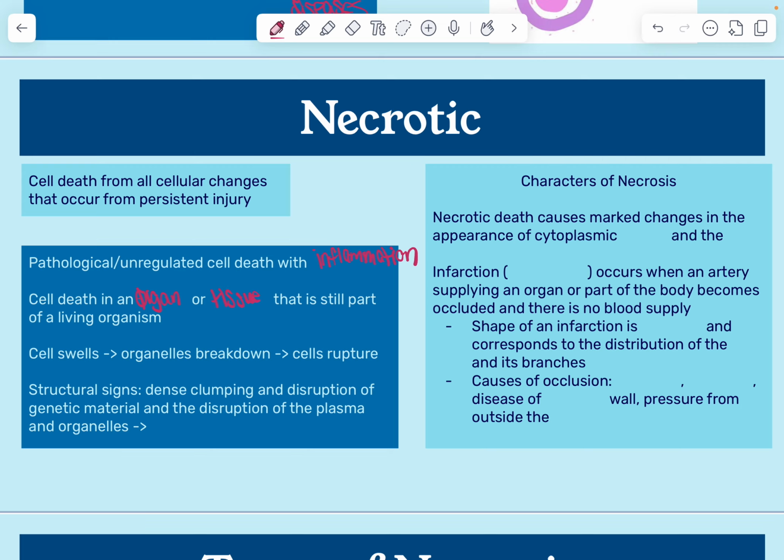So when necrosis occurs, the cells will swell, the organelles will break down, and the cells will rupture. Some structural signs of this are dense clumping and distribution of genetic material and the disruption of the plasma and organelles, which will overall end up in irreversible cell death.